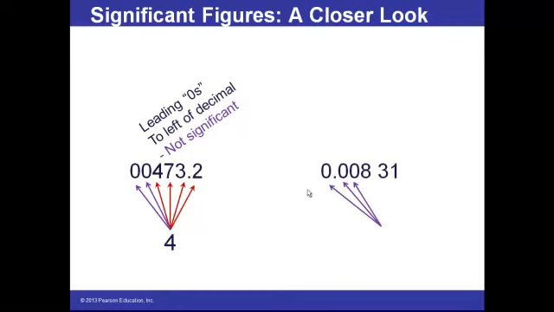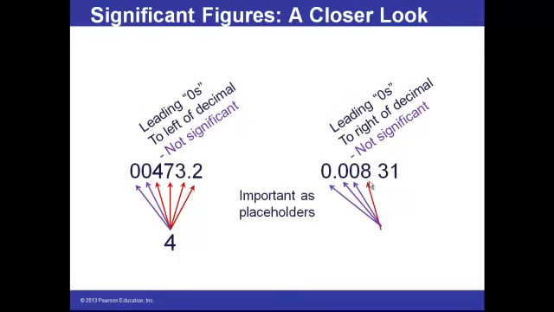How about these guys? These are also not significant. They are only placeholders. Zeros to the right of the decimal but before the number are not significant. So if you have leading zeros to the right of the decimal place but to the left of the main number, they are also not significant. They are only in here as placeholders. So in this one, we've got 3 significant figures.